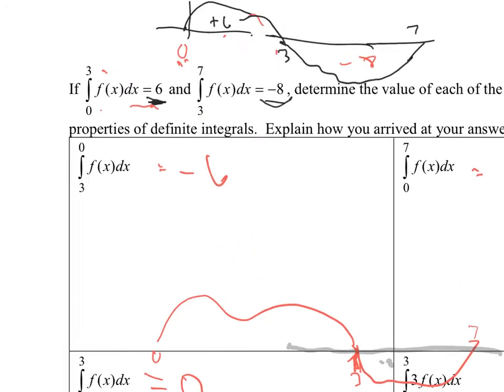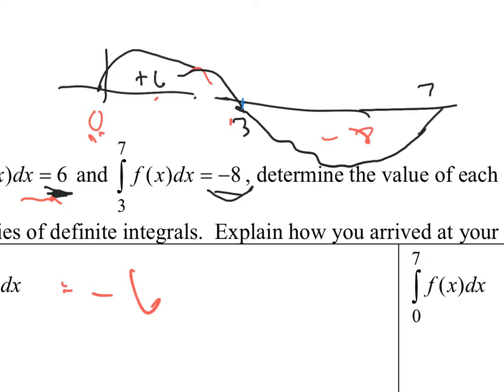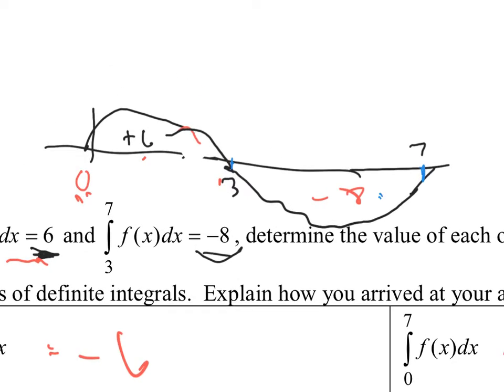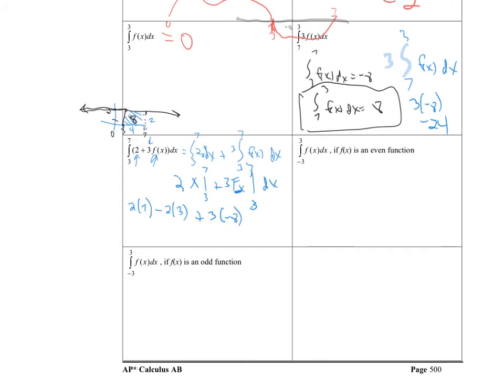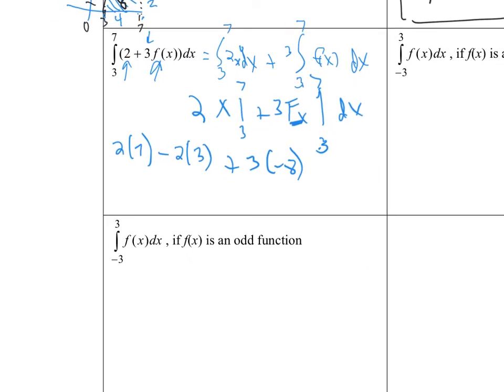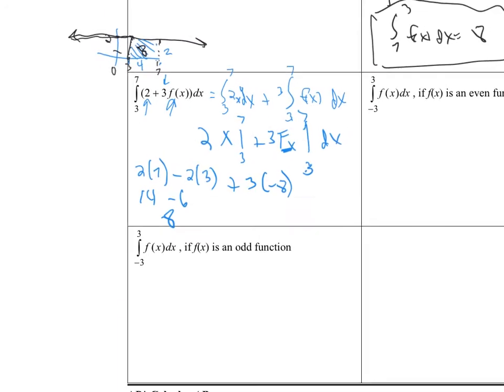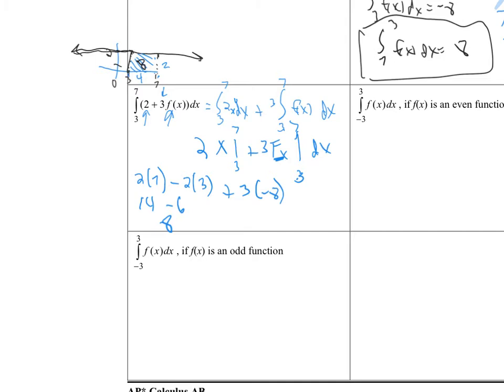As I recall, up here, 3 to 7 was a negative 8. That's what he gave me right here. So 2 times 7 is 14, minus 2 times 3 is 6. Do you notice there's my 8? Told you it's going to be 8. You didn't believe me. Plus 3 times the negative 8 is a negative 24, negative 16.